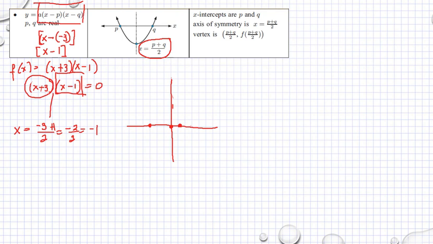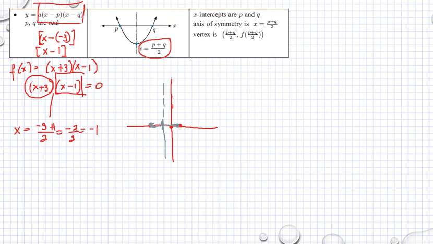So my axis of symmetry is negative 1 here. And the axis of symmetry always divides the left-hand side and the right-hand side of the parabola. From this point to this point, you can see that there is 2, and also from that point. So it's all right. We're doing good.